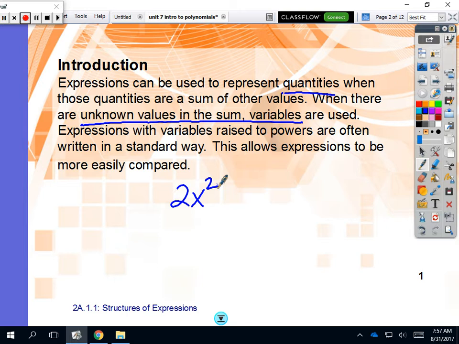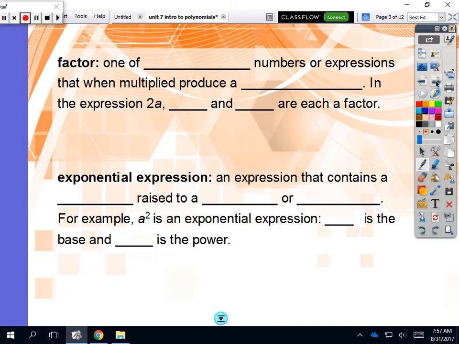Powers would be like 2x squared. Now you've got a power. So there's a certain way we write those expressions when they have terms that have powers in them. So let's go way back to the very beginning. What is a factor? Well, a factor is one of two or more numbers or expressions that, when we multiply them together, you get a, what's it called when you multiply two things together? You get a product.